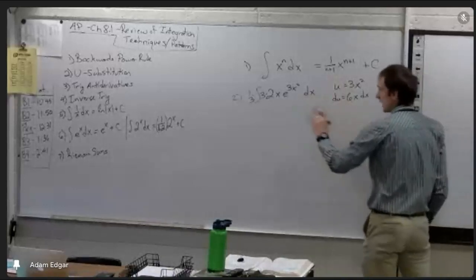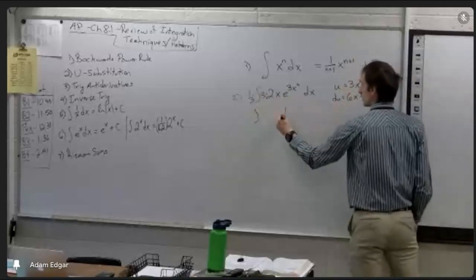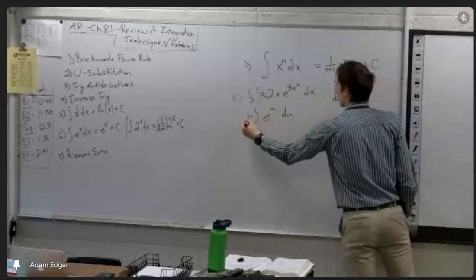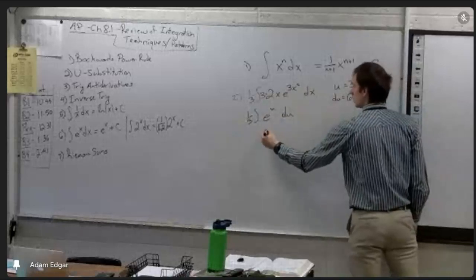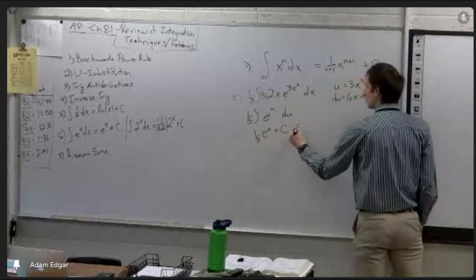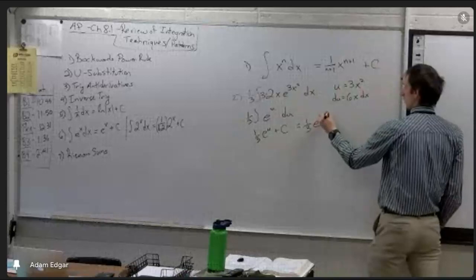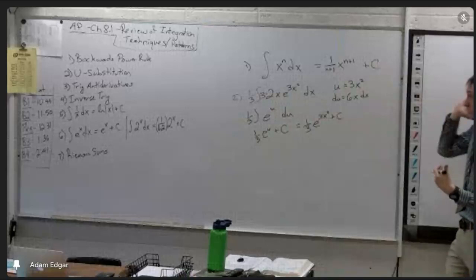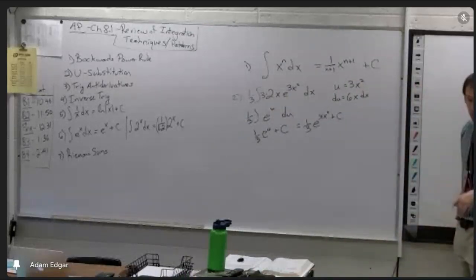So now you look at this and say, all right, this is 6x dx. That turns into du. E to the 3x squared is e to the u. And you have a 1/3 just sitting out front. And then what's the integral of e to the u du? E to the u plus c, 1/3 out front. And then what is e to the u? The same as e to the 3x squared plus c. So that's what that would look like. That's a combination of a u substitution with integration of an exponential function.